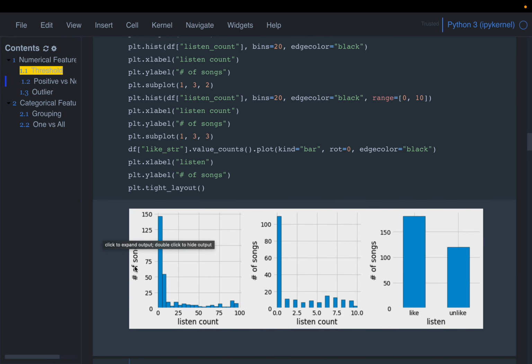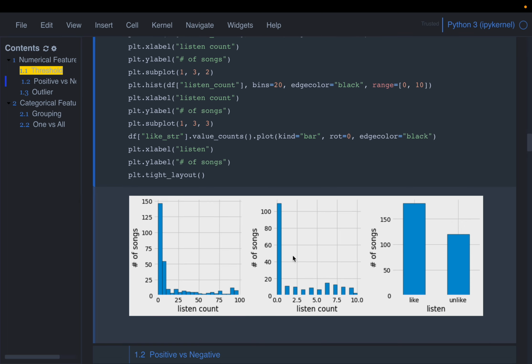Here we have the listen count, so how many times each song is listened to. This has values between 0 and 100, so some songs are listened to 100 times. Now here is the number of songs. As we can see here, most of the songs have a listen count close to 0. So all these songs are not liked by the user.